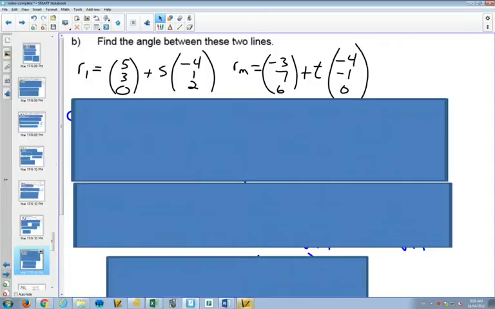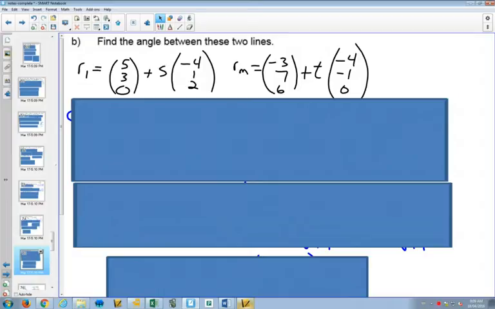Okay, so here's our two lines. If you're finding an angle between them, you have to make a decision which vectors you're going to use. Remember, the first vector is just a random point on the line, and the vector with the parameter is the direction it's going. So if you're wanting to find an angle between two vectors, you're going to have to look at their direction that they're going, not just a random point.